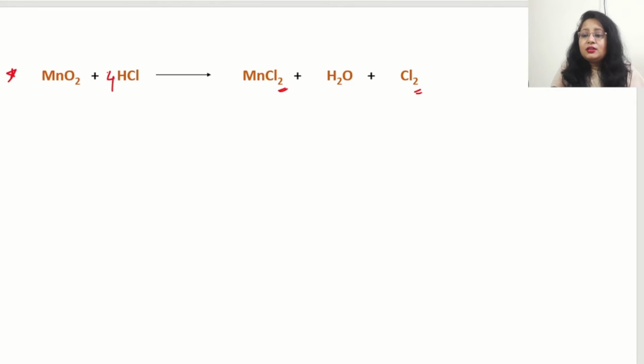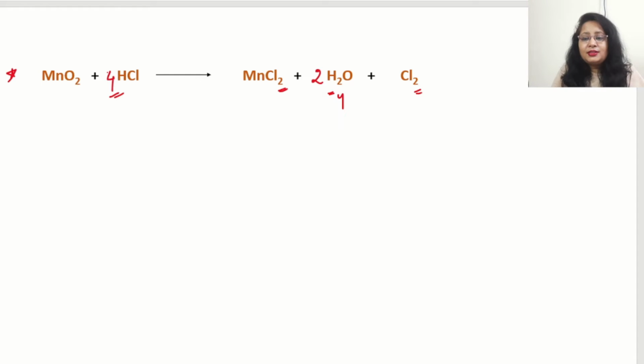Correct? Now again check manganese. Manganese 1 and 1, no change. Chlorine 4 and 4. Come up to the next, oxygen. Left hand side oxygen is 2. Right hand side oxygen here is only 1. So can we write 2 over here? Correct. Now again check manganese, 1 and 1. Chlorine 4 and 4, 2 and 2 is 4. Oxygen here 2, here 2. Now last is hydrogen. Here it is 4 hydrogen and here it is 2 2s are 4 again.